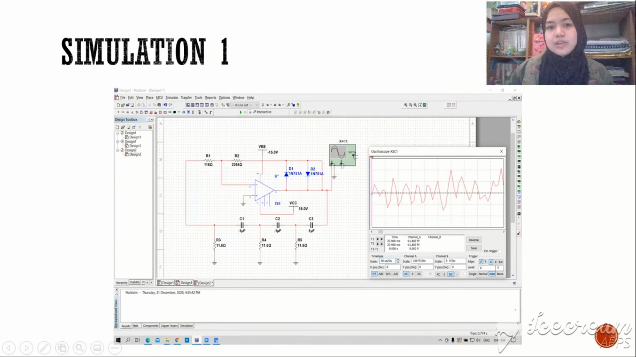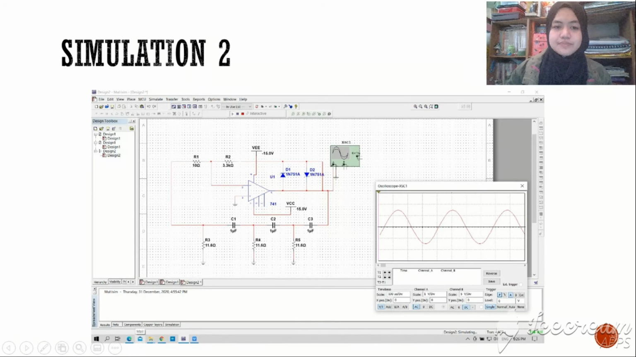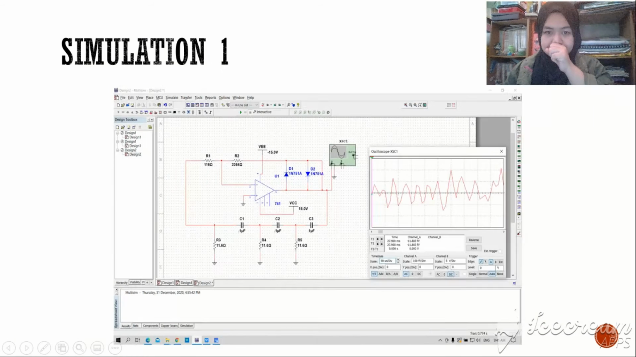Like in the first simulation, we use the 741 op-amp and put in the calculated values, but the output generated is quite shattered, like a triangular waveform. It's like a pointed one. So by manipulating the values, we can get a much smoother waveform.